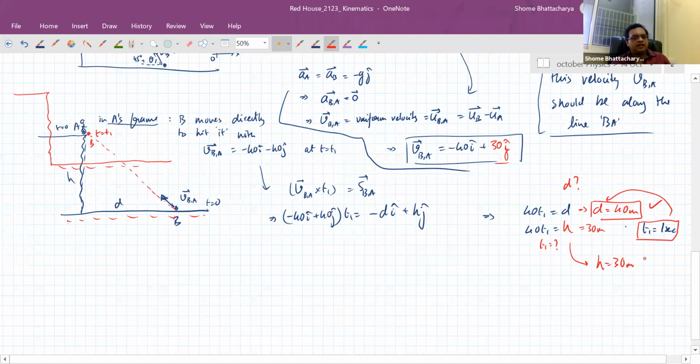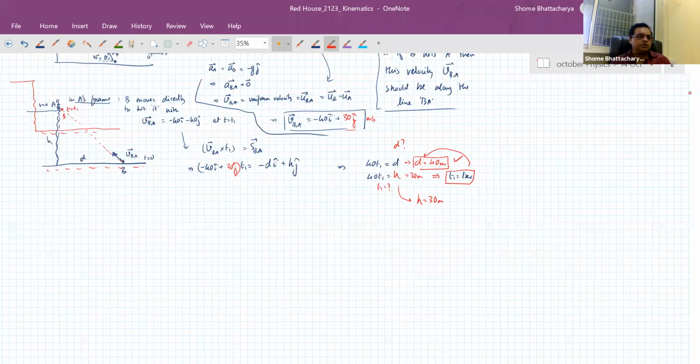So this tells me that time t1 is this. So the relative velocity has a y component of 30 and an x component of minus 40. All right. So I'll just scroll up now so you can see.